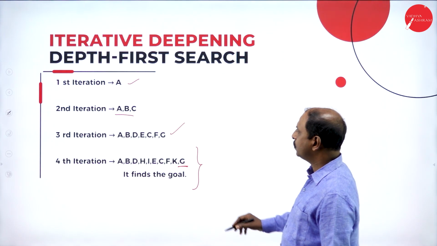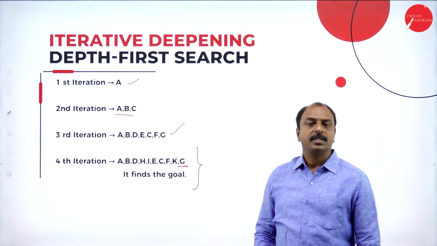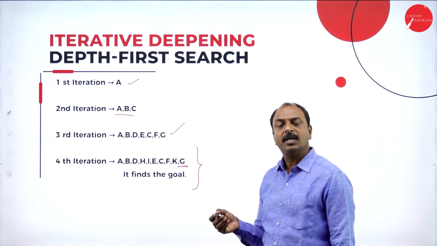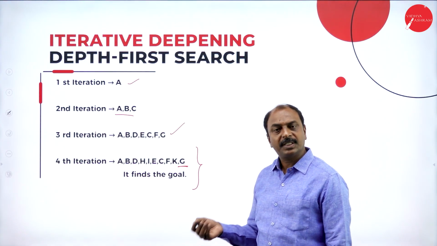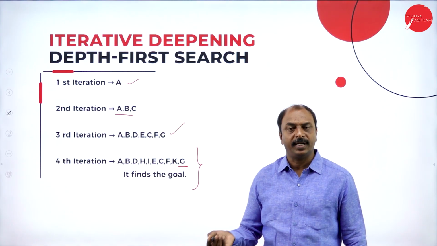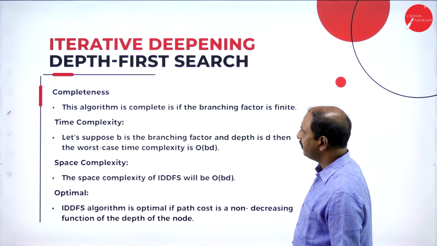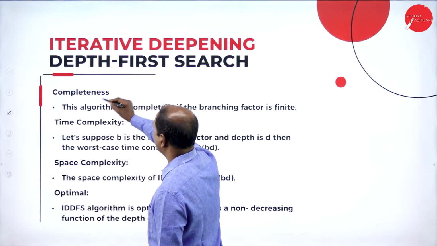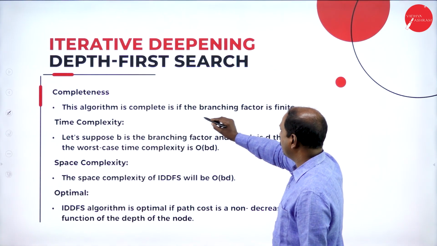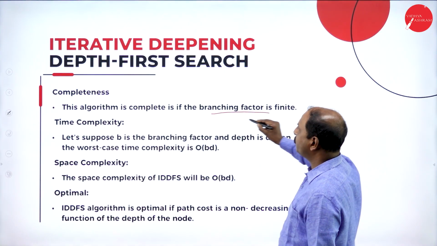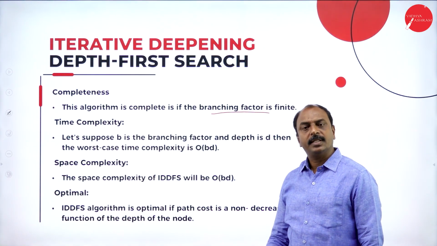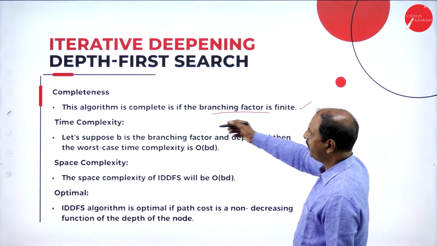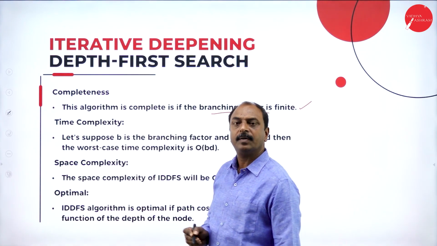It is going to increase the limit, or increase the levels, if the goal node is not found within the defined limit. In the next slide, we will see about completeness and other factors. Completeness: if the branching factor is finite, meaning the limit defined is a finite value, then we say it is complete.